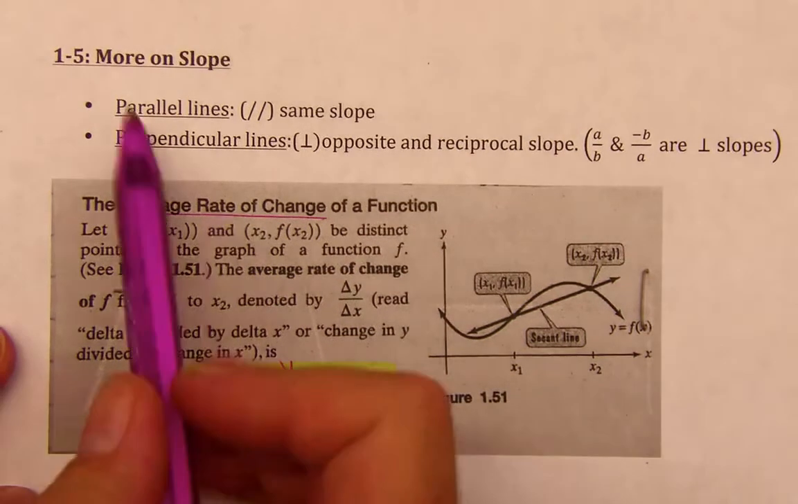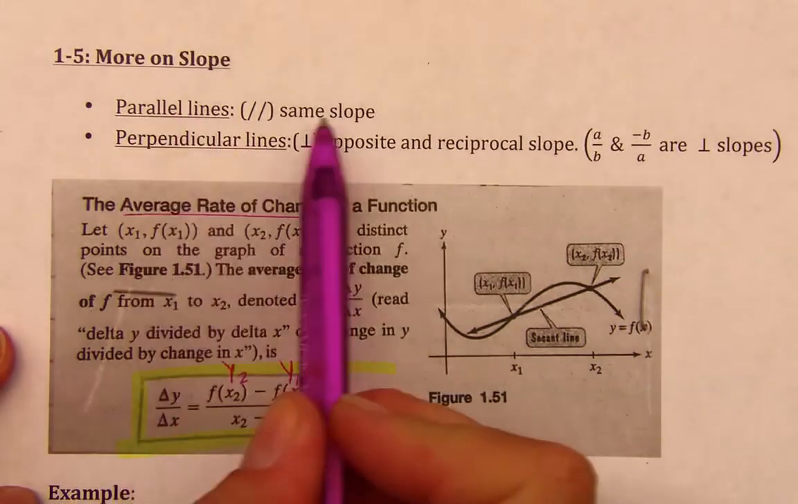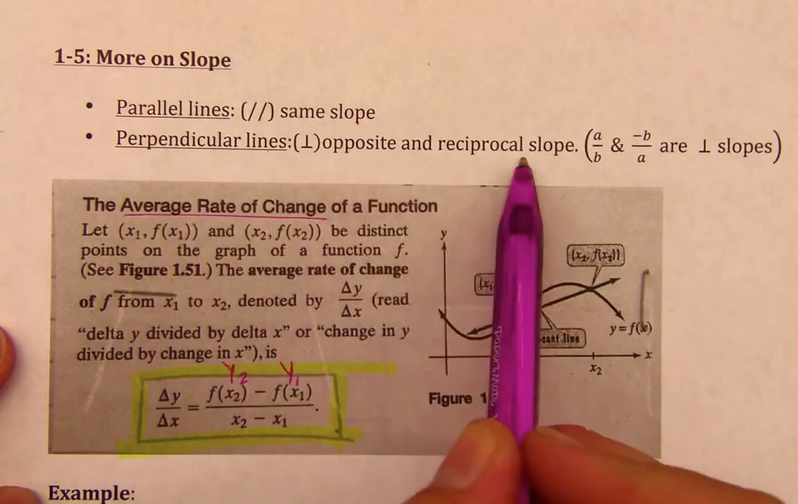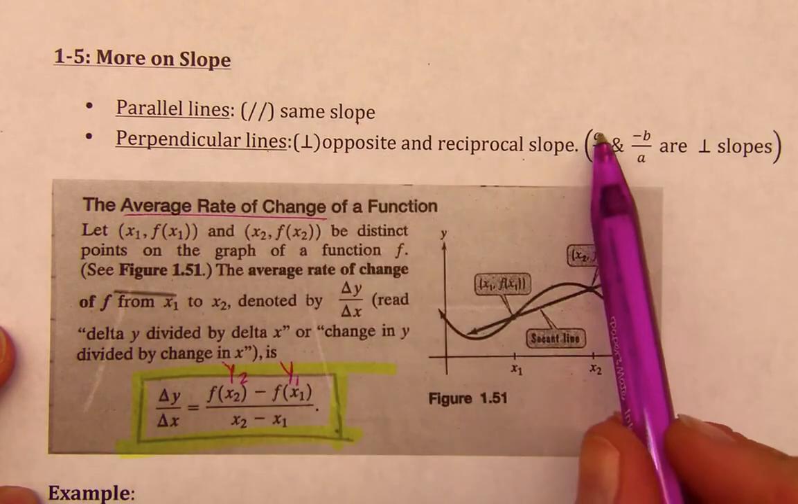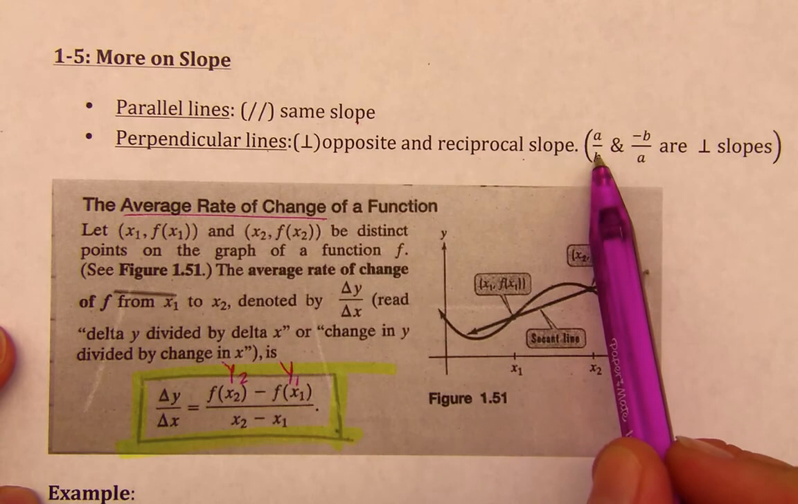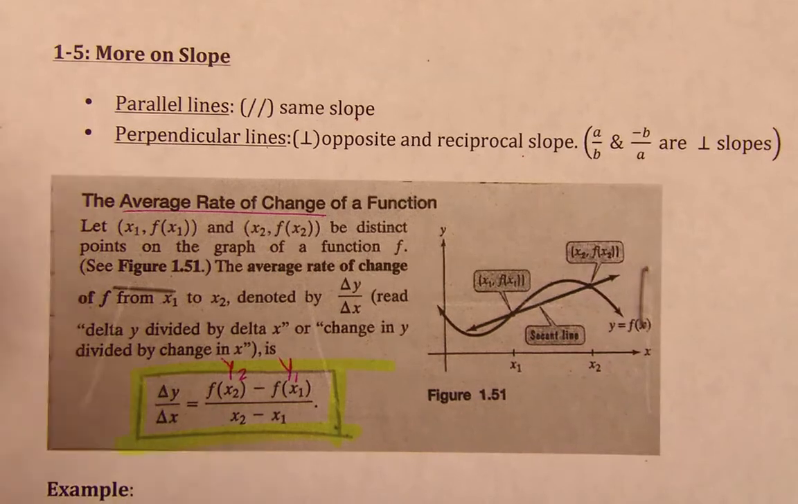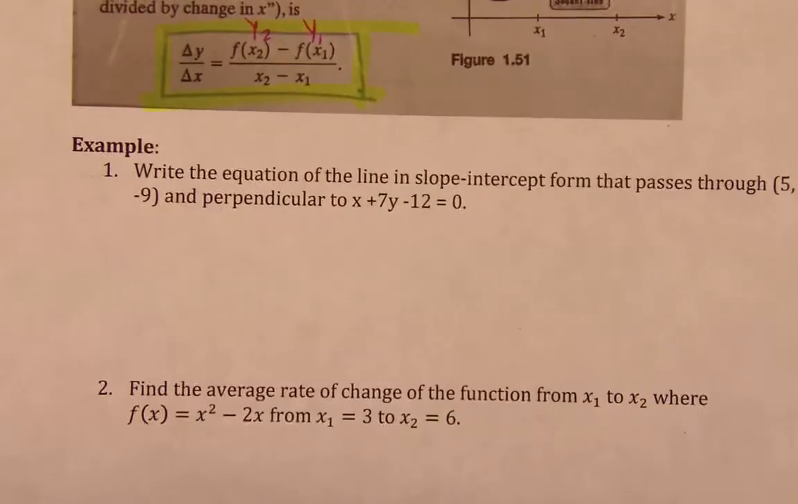And just a couple notes before we actually move on. Parallel lines, remember, they have the same slope. Perpendicular lines, they have the opposite and the reciprocal slope. So if we have a slope of a over b, then the line perpendicular to it has a slope of negative b over a. Let's look at a couple examples here.